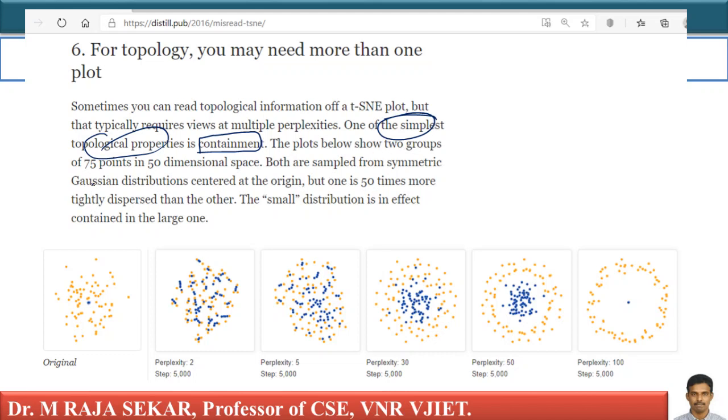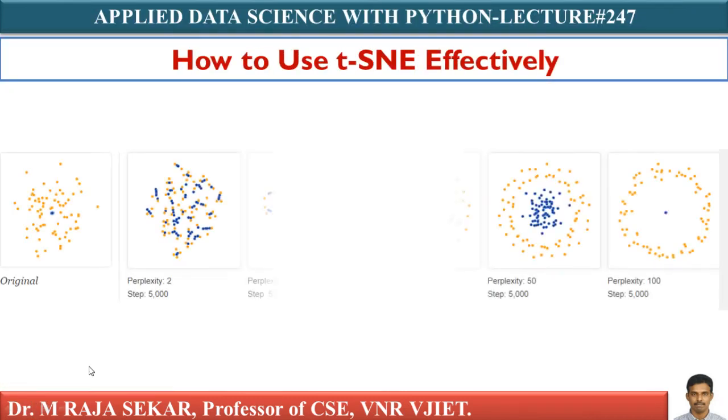The plots below show two groups of 75 points in 50 dimensional space. Both are sampled from symmetric Gaussian distributions centered at the origin, but one is 50 times more tightly dispersed than the other. The small distribution is in effect contained in the large one. Again, I collected this information, as I told you repeatedly, from a blog known as distill.pub. Anyway, we will try to understand these things in a detailed manner.